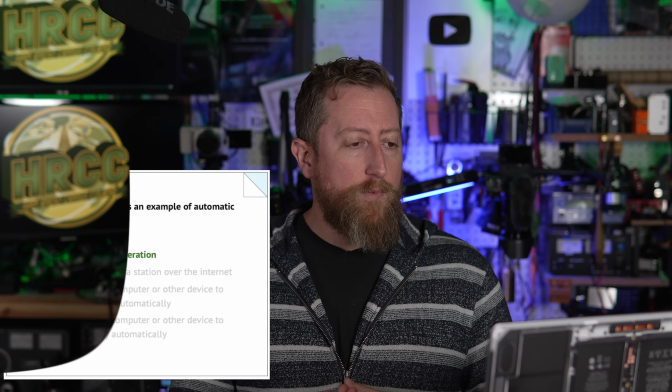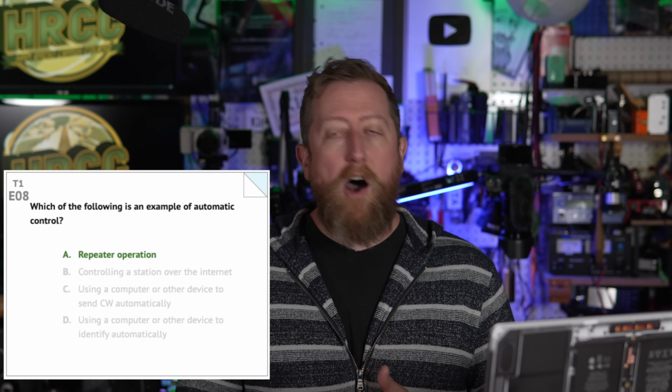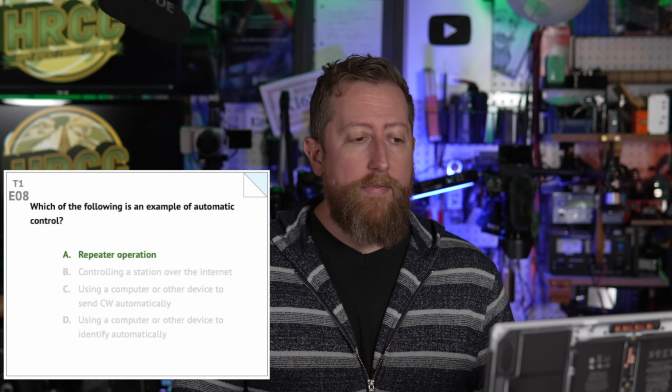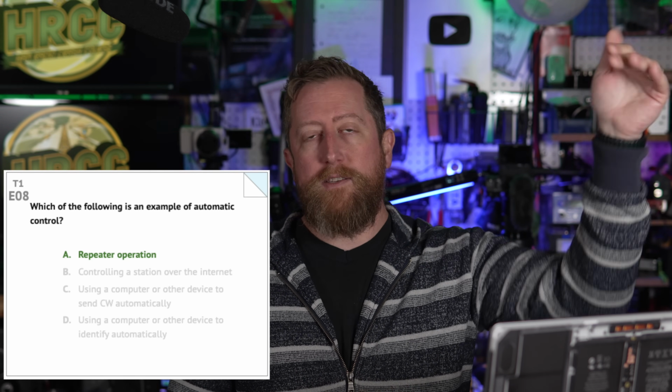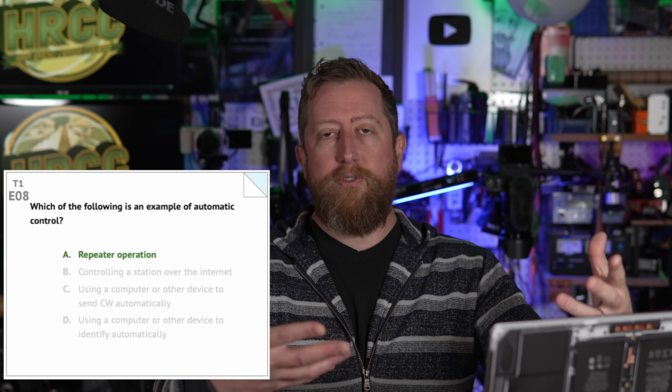Echo 08, which of the following is an example of automatic control? And that is repeater operation, meaning I'm transmitting, I'm sending a code that turns the repeater on, it's retransmitting my information. That is remote operation.